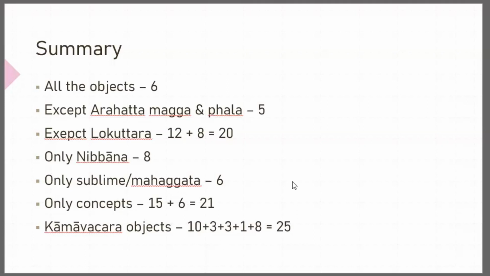Then what are the Chittas that take only Kamavachara objects? Dvipancha Viññāna, then Manodhatu and 3 Santirana, Asituppada and 8 Mahavipaka. Those 25 Chittas take only Kamavachara objects. This is what we should memorize regarding the section of objects.